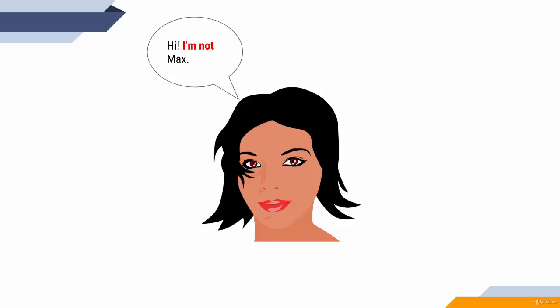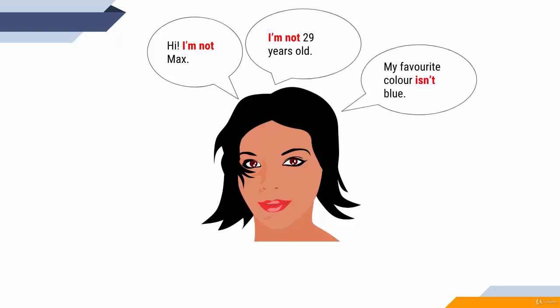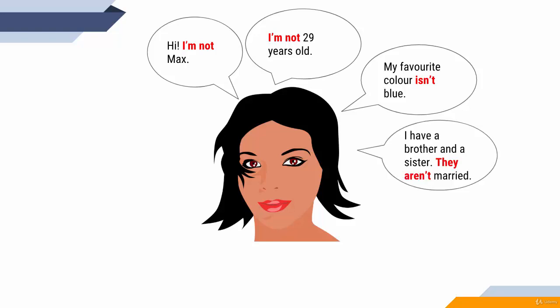Understood? This is a negative sentence. I'm not Max. I'm not 29 years old. My favorite color isn't blue. Is not or isn't. I have a brother and a sister. They aren't married. They are, they aren't.